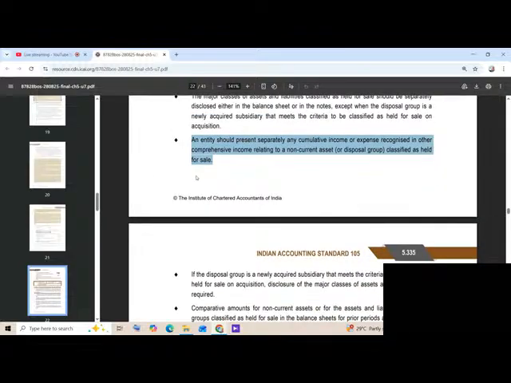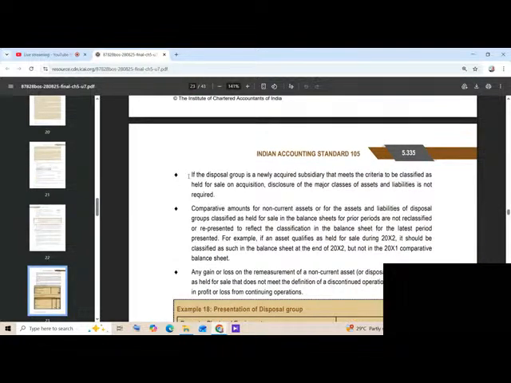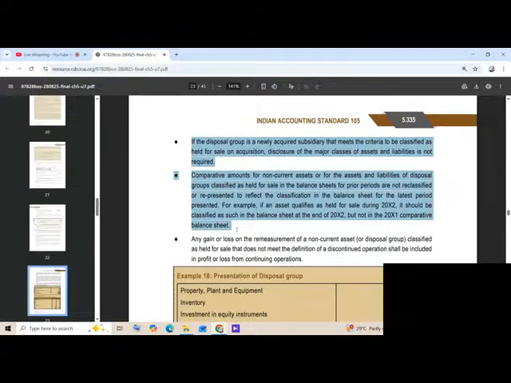An entity should present separately any cumulative income or expense recognized in other comprehensive income relating to a non-current asset or disposal group classified as held for sale. If the disposal group is a newly acquired subsidiary that meets the criteria to be classified as held for sale on acquisition, disclosure of the major classes of assets and liabilities is not required.